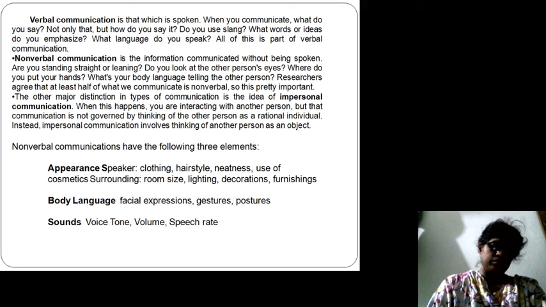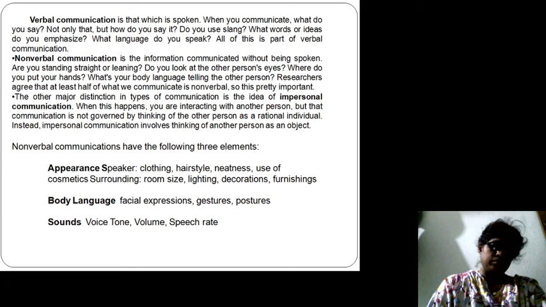Okay. Now coming to non-verbal. It is the information communicated without being spoken. Sometimes it is also known as written communication. So where do you put your hands? What is your body language telling the other person? Researchers agree that at least half of what we communicate is non-verbal. So this is pretty important.